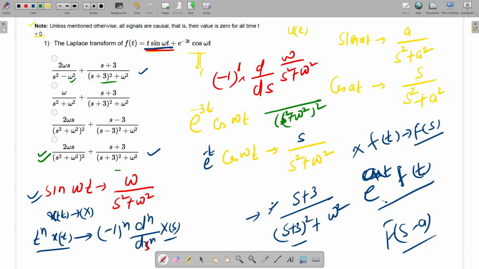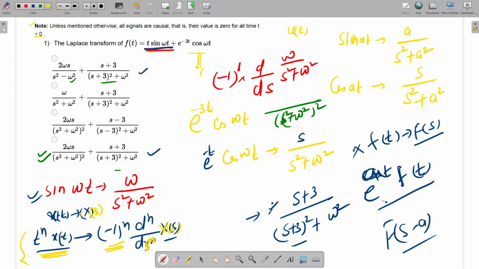So we have to memorize some properties. The Laplace transform properties we have to memorize, then we can solve this kind of question. One property is t to the power n into x(t): if we take the Laplace, that will be minus 1 to the power n d to the power n by ds to the power n into X(s). So if x of t Laplace is X(s), then t to the power n x(t) Laplace will be minus 1 to the power n, then d to the power n divided by ds to the power n into X(s).